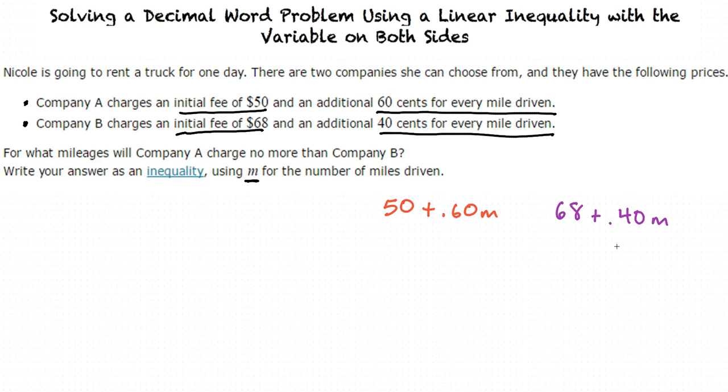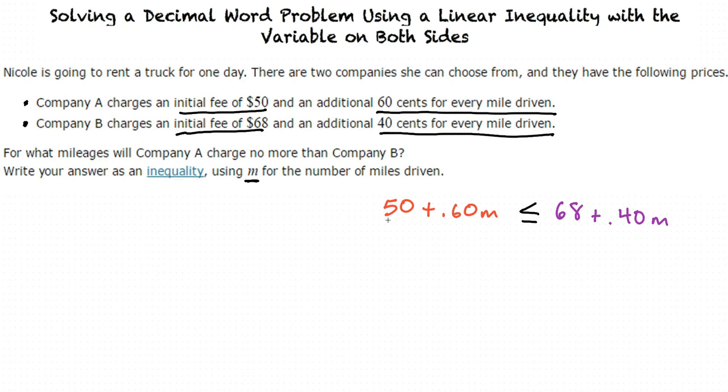The question we have is, for what mileages will Company A charge no more than Company B? This means that we need to solve for m that will make it so that the cost of Company A is equal to or less than the cost of Company B, but not any more than B. Then our inequality is 50 plus 0.6m is less than or equal to 68 plus 0.4m. Exactly. Now we just have to do algebra to solve for m.